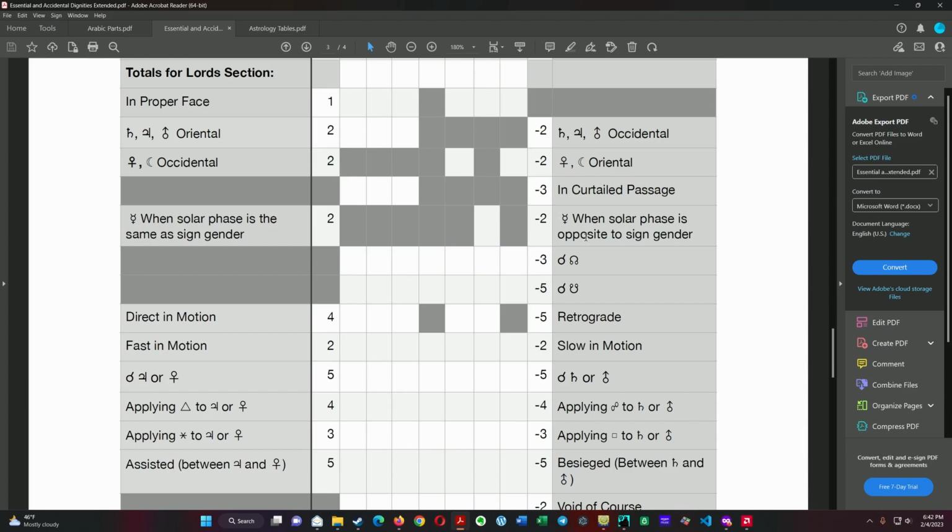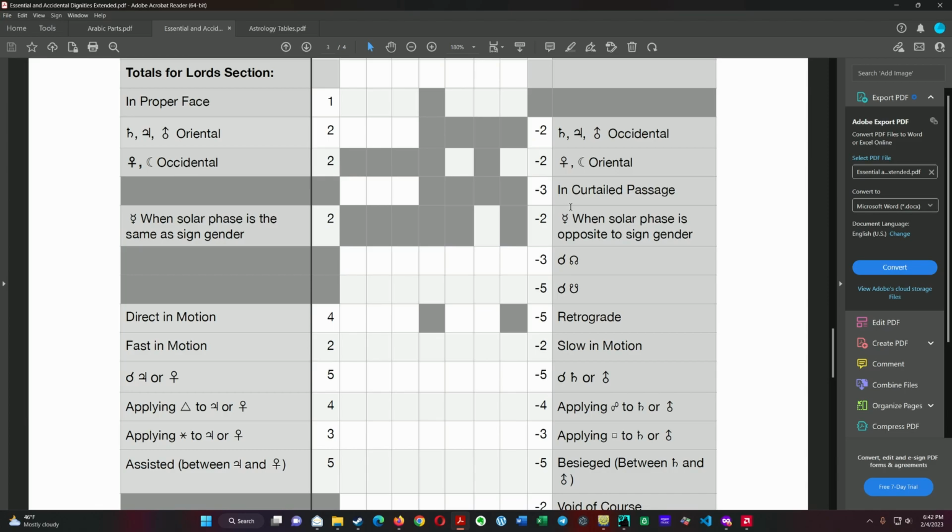Curtailed passage. I had to add this because if a planet's either rising or setting, but once it gets past 120 degrees away from the sun, it's said to be achronical, meaning when the sun sets, that planet rises, or when the sun rises, that planet sets, and that's just different. That's a different effect than if it's oriental or occidental, if it's evening or morning.